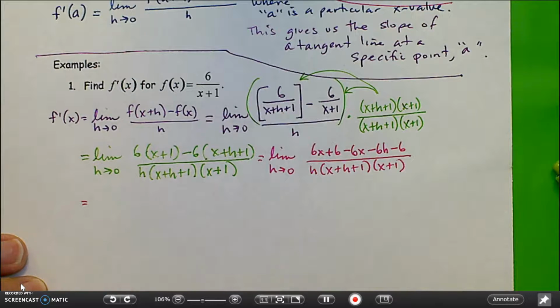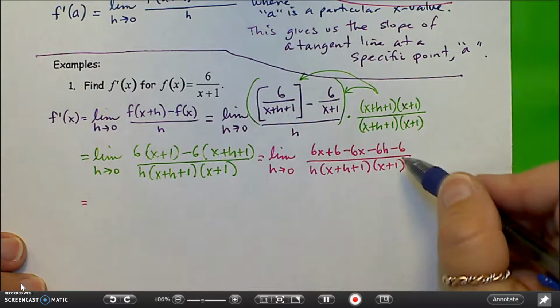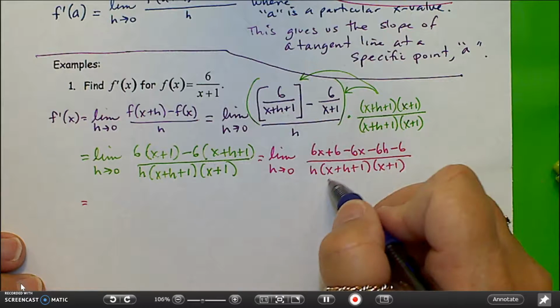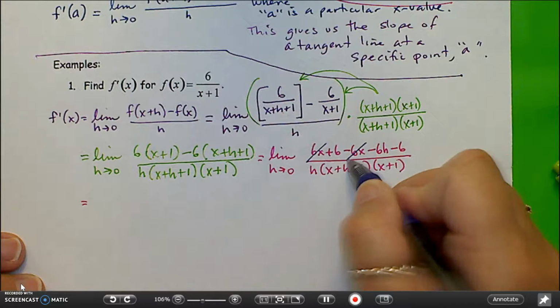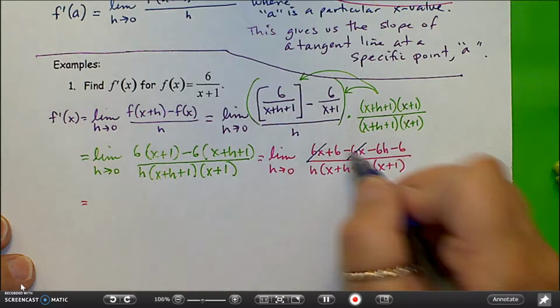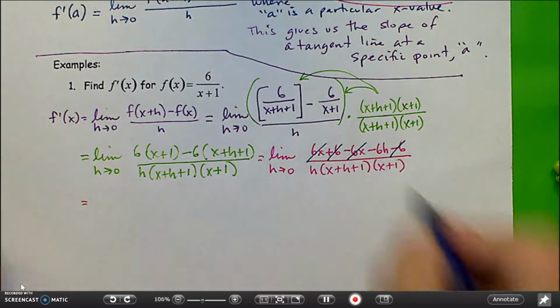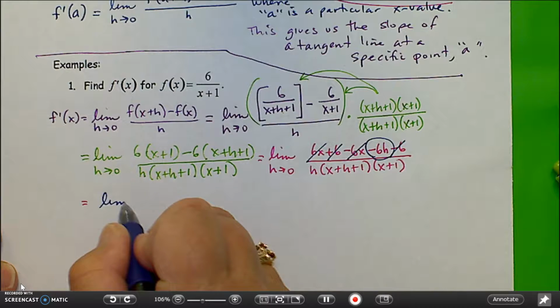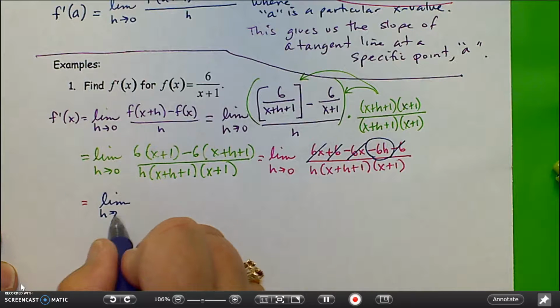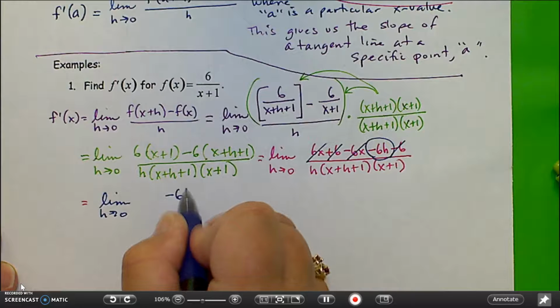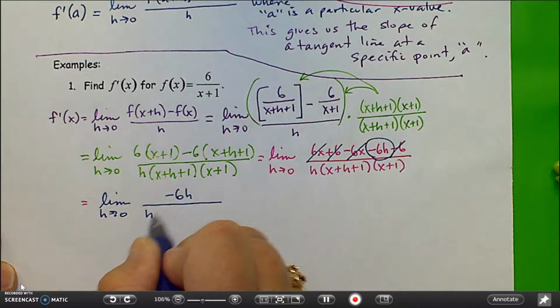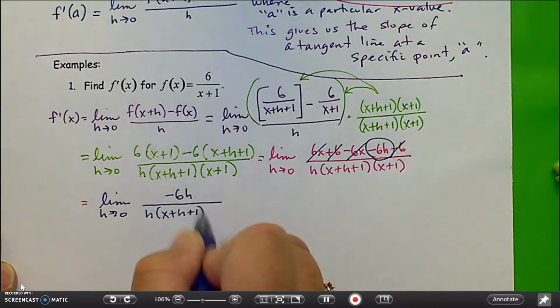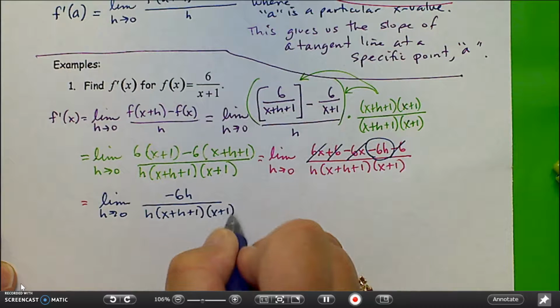Okay. I know in the numerator things are going to clean up. I've got a plus 6x and a minus 6x. Gone. A plus 6, minus 6. Gone. The only thing left in the numerator is minus 6h. So I have the limit as h goes to 0, minus 6h in the numerator. The denominator is h times x plus h plus 1 times x plus 1.